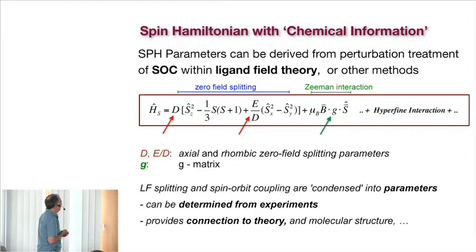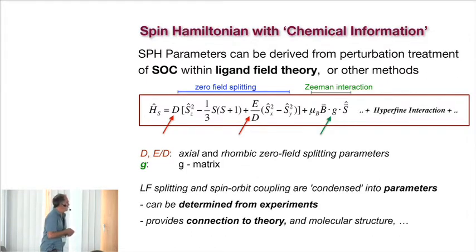So we have here, let's say, 3 different terms in this Hamiltonian. One depends on a parameter D, one depends on a parameter E, or by convention, very often it is written as E over D, so you see this bracket around this one here. And there is a Zeeman term, for sure, because we want to describe magnetic properties. And there can be many, many more terms.